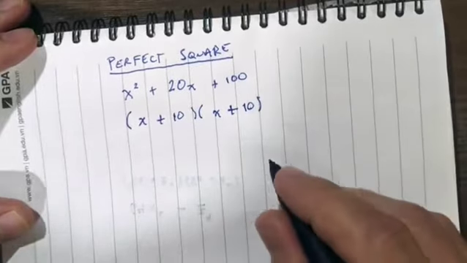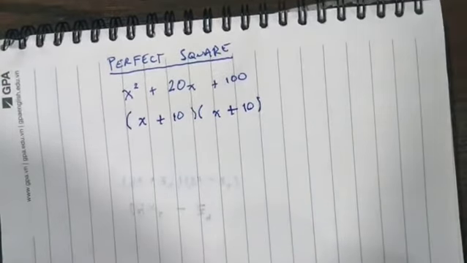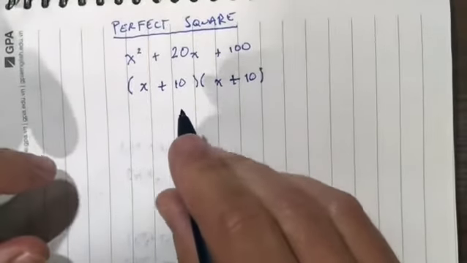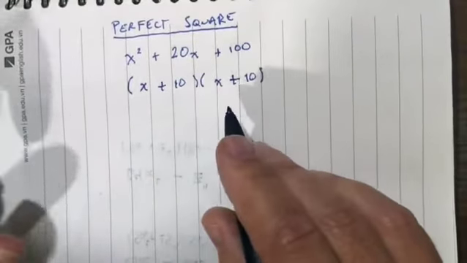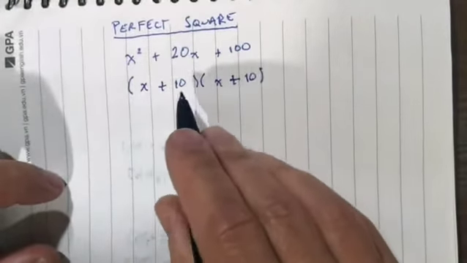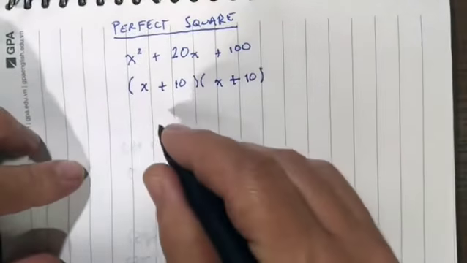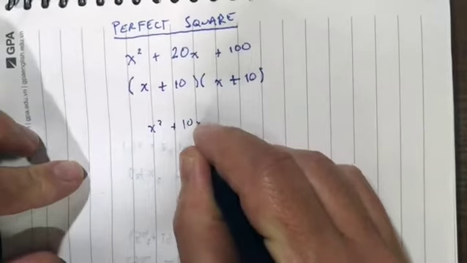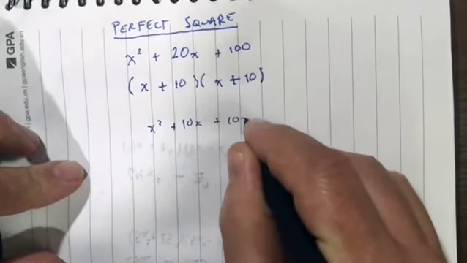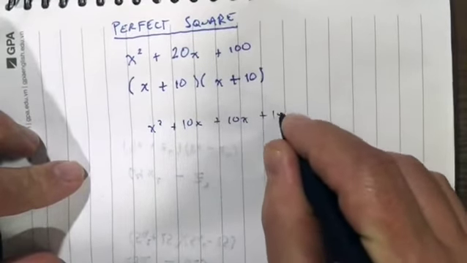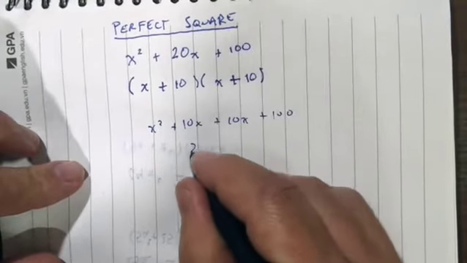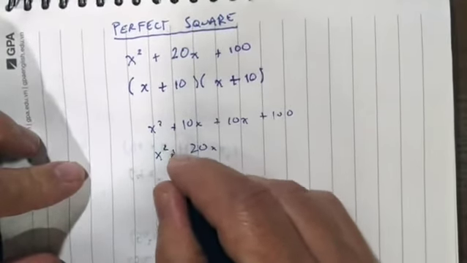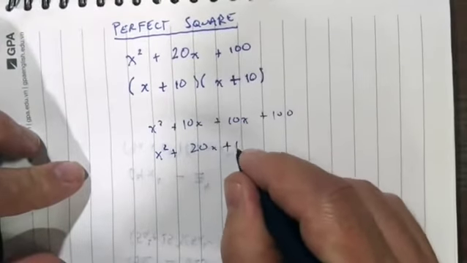And then it's always a good idea to check it afterwards. So when you take the quiz on Friday, you can always check it. I'm just going to make sure that I factored it properly. I'm going to go through and multiply these binomials and see what I get. And sure enough, I get x squared plus 10x plus 10x plus 100. And that's going to add up to 20x, the two 10x's. And as you can see, that's the same as what we started with.